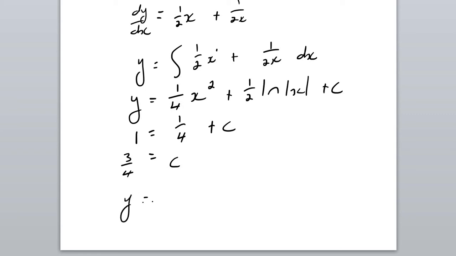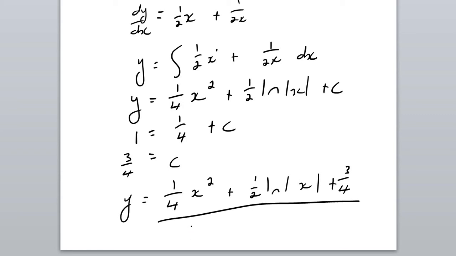Now let's rewrite this. y is equal to 1 over 4 x squared plus a half natural log of x, and now instead of c, I have found the constant value of c, 3 over 4. And this is the particular solution to my differential equation.